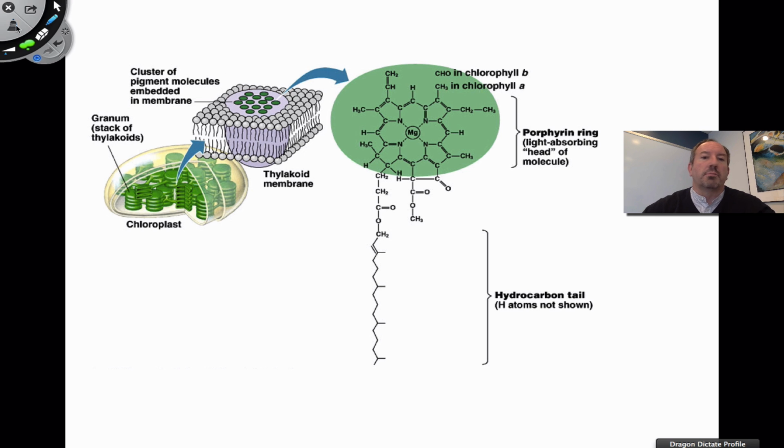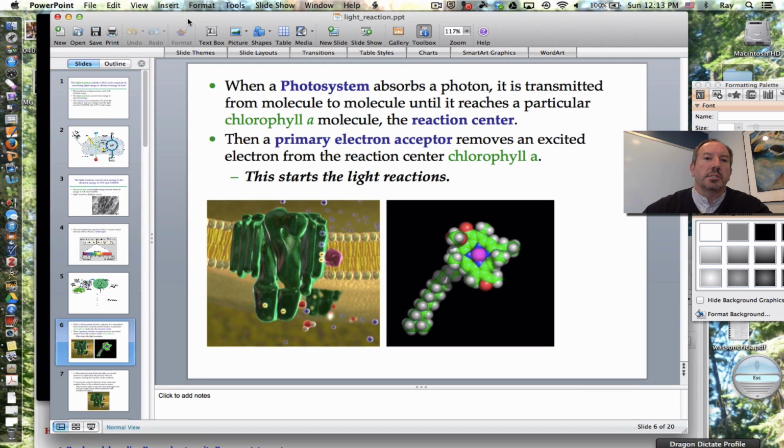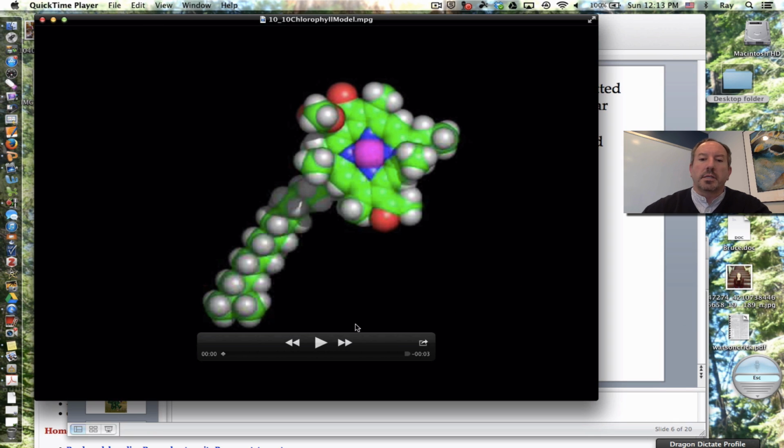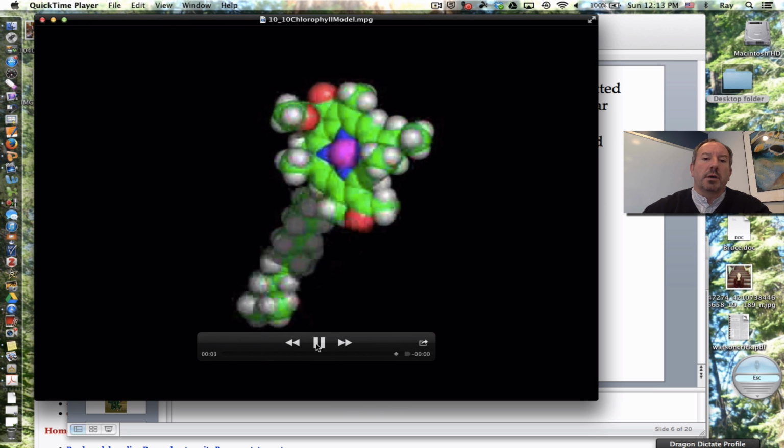So that's something to point out. Okay, so here's a three-dimensional model of chlorophyll. And let's take a little journey over here for a second. I have something to show you with regard to this. Take a look at this. Chlorophyll is a really cool looking molecule.